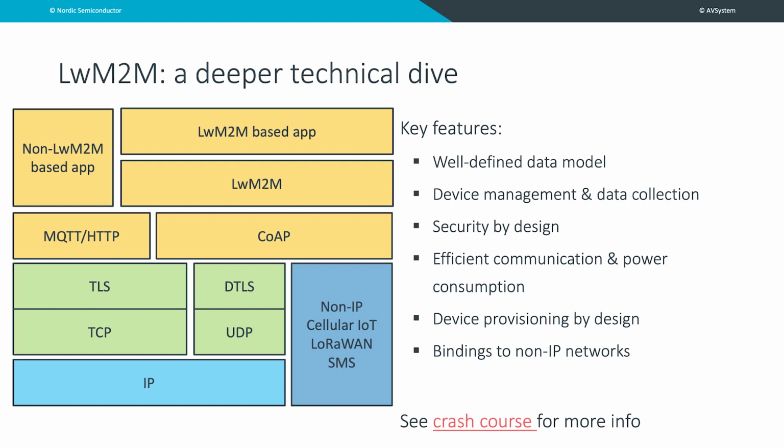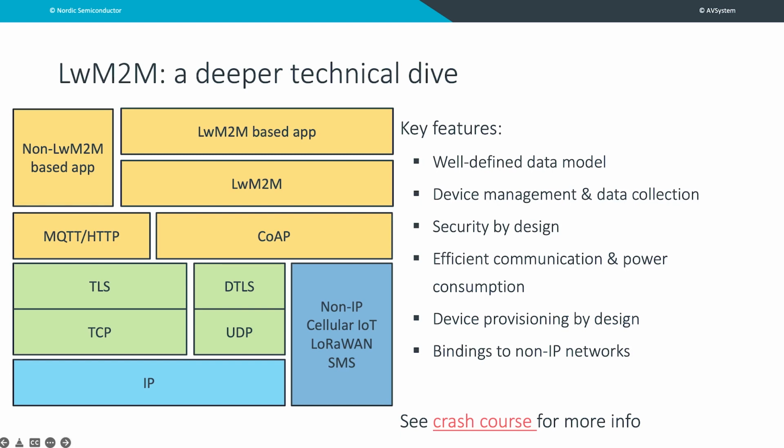For some reason, if UDP and DTLS is not possible in your network, that's also a possibility. You could run it over TCP and TLS. You are losing some aspects of this communication efficiency, but if it's a must, then it's a must. And then IP below it, as usual.